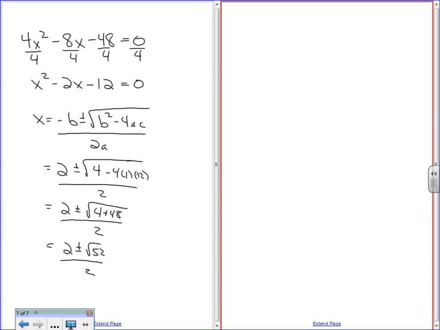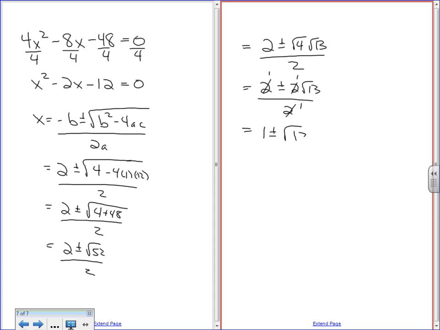To simplify the square root of 52, you're looking for the biggest perfect square that'll go into 52, which is 4. So I can change 52 into the square root of 4 multiplied by the square root of 13. And that's over 2. The square root of 4 is 2, so I can change it into 2 times the square root of 13 over 2. There are 3 terms in this expression. The 2, the 2 root 13, and the 2. All of them are divisible by 2. So I can divide everything by 2. And that leaves me with 1 plus or minus the square root of 13 over 1, but I don't have to put in there over 1.